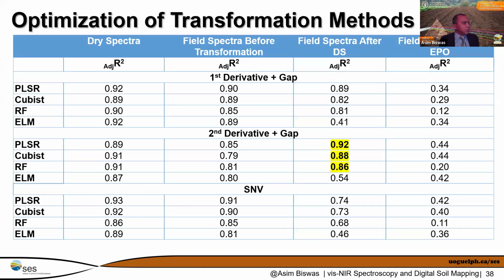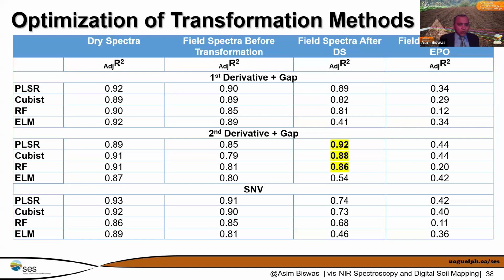Once we look at the dry spectra, the first column is the name of the models, and the second column is the dry spectra. We just use adjusted R-squared to showcase here. The third column is the field spectra before transformation, and after transformation we can see those differences as well. When you do the transformation using DS, we have seen an improvement in predictability. This happened particularly with second derivative and gap, a particular pre-processing algorithm and modeling combination that tend to show the best approaches out there.